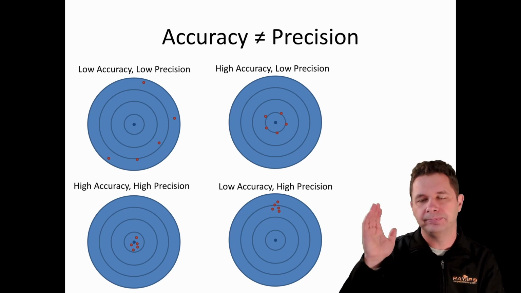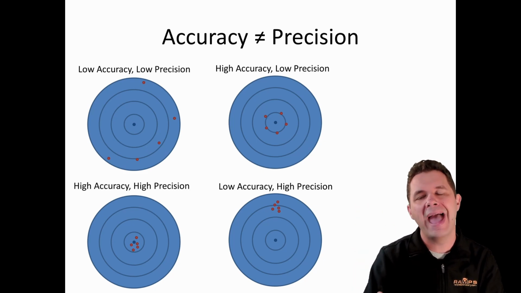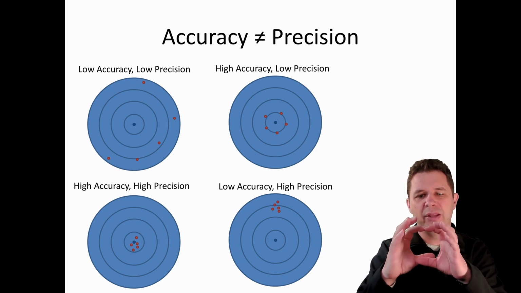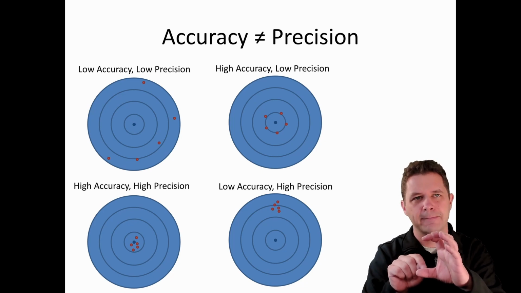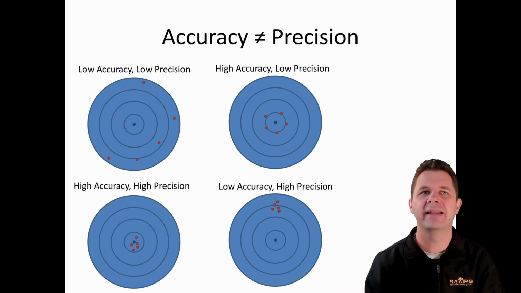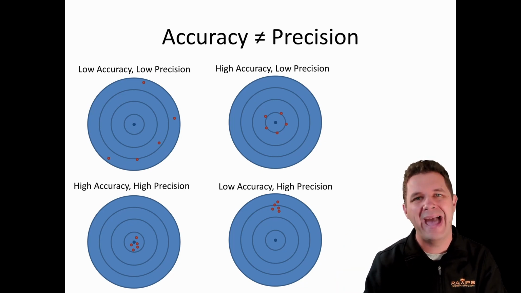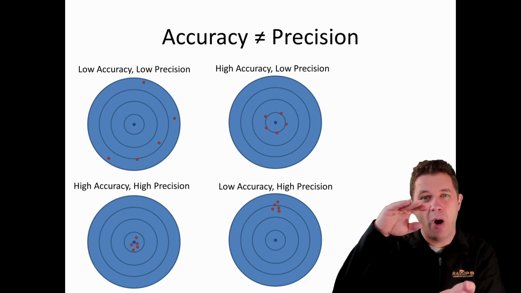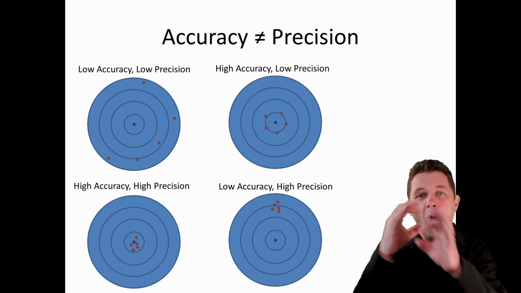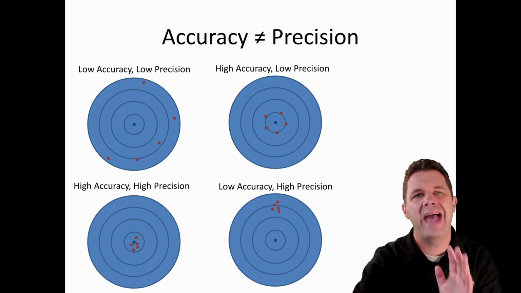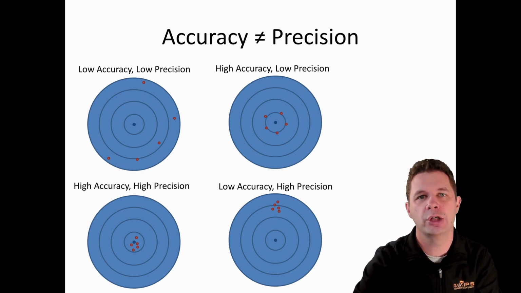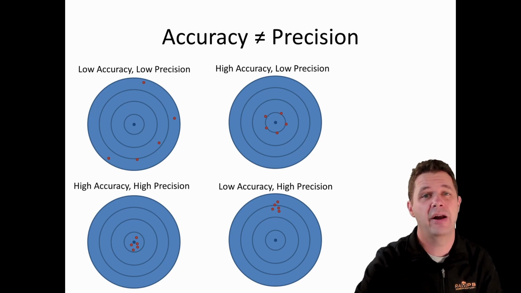We see up above here something that's high accuracy but low precision. It's pretty close to the middle, but they're all around the place. And then we see finally down here something that's low accuracy because we've got a significant bias. We've got an offset there, but high precision, they're grouped in a tiny little cluster there. Remember, accuracy is not the same thing as precision. They're different and they have different characteristics.